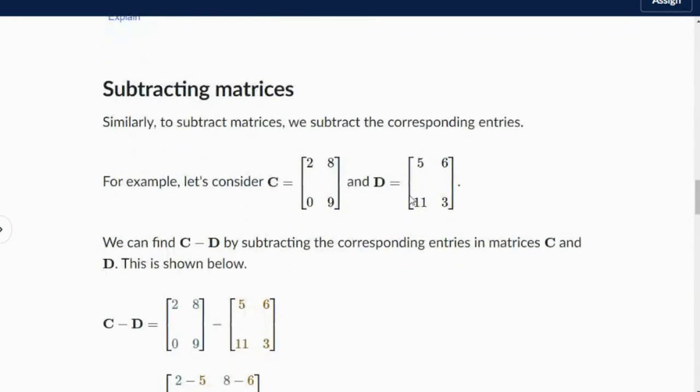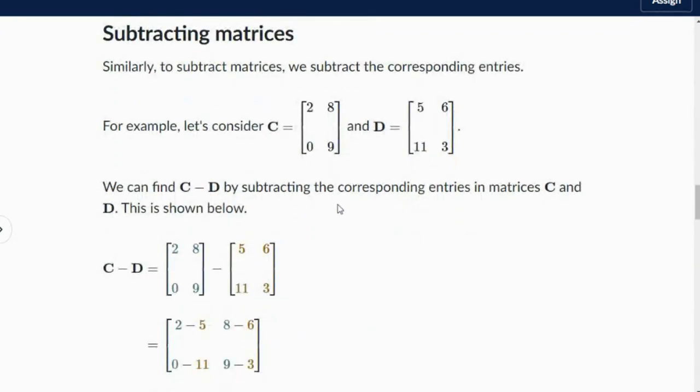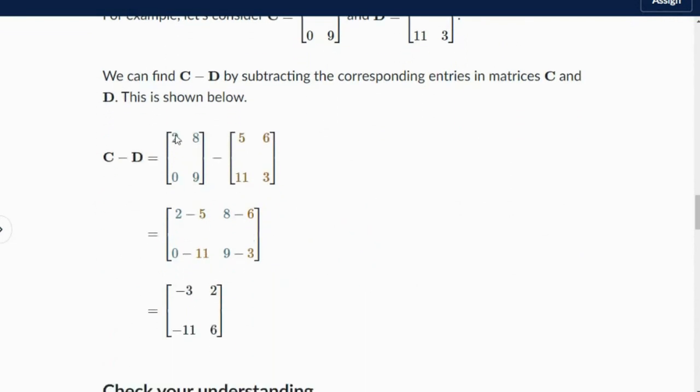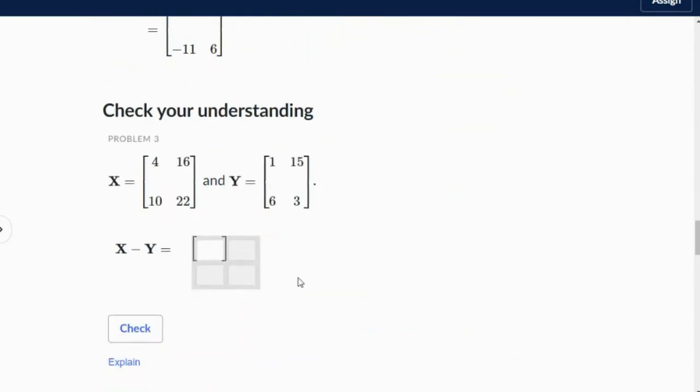Let's subtract. Okay, subtracting gets a little tricky when we deal with the negatives, right? All right, so it says subtracting works the same way. We take the first row, first column of each matrix, 2 minus 5. In that case, you get a negative number. 8 minus 6, you get 2. 0 minus 11, 9 minus 3. All right, so here's the problem.